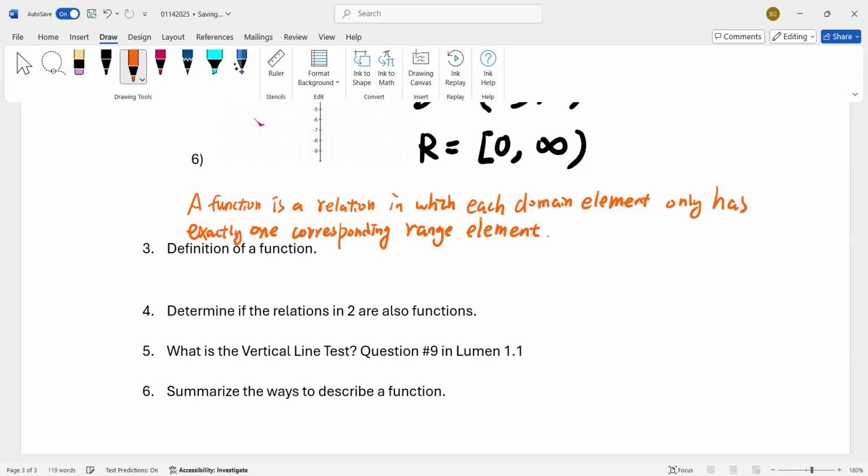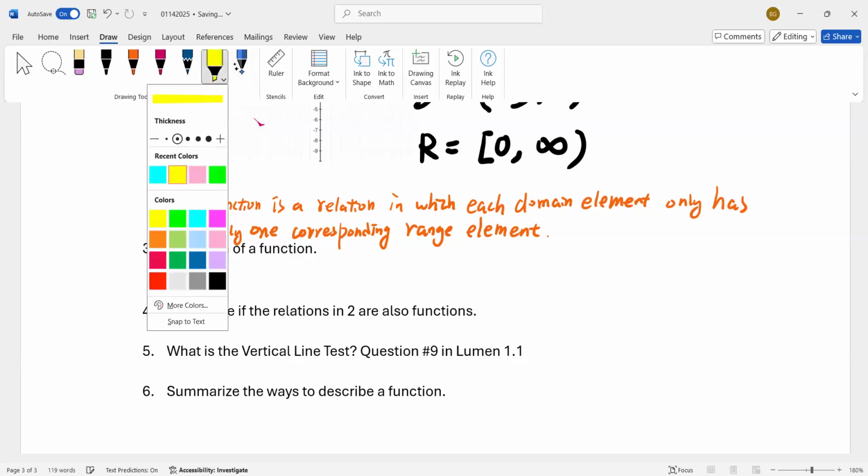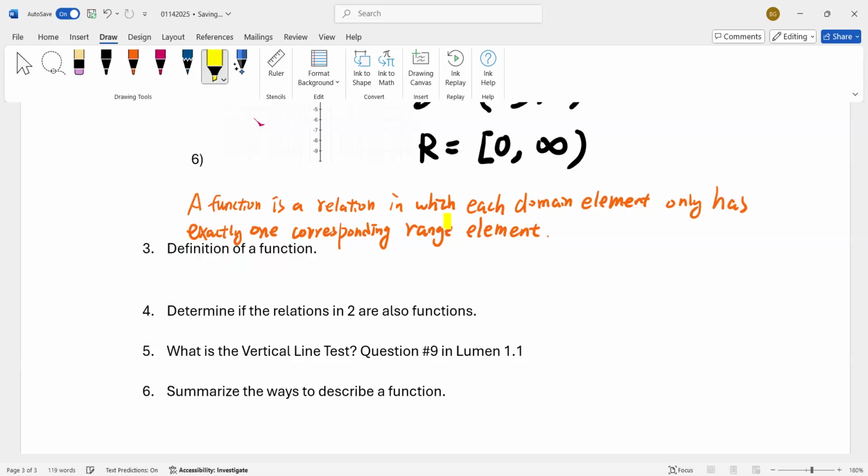Knowing a function is a relation in the first place, but not all relations are functions. What type of relation is a function? In order to be a function, the relation has to satisfy one condition: for each domain element, there is only exactly one corresponding range element. By sentence, it might not be very easy to understand, but once I show you the example, you will understand right away.